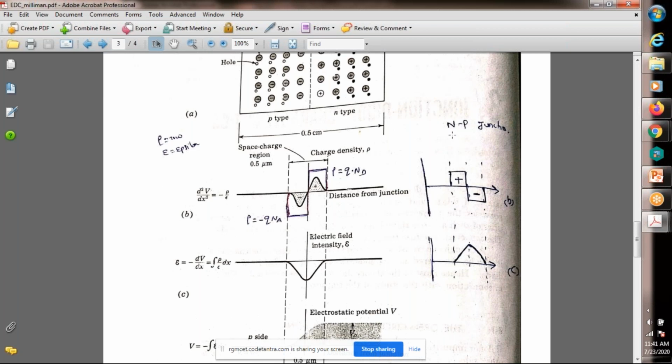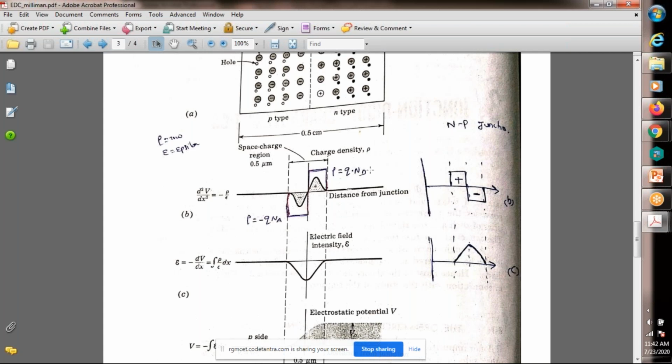Whereas in Rajavi sir's textbook we can take it here. Now this is an NP junction. What is the charge density? Here the N side is plus and the P side is minus. Now the electric field intensity is above the 0 axis, in a triangular shape. That means at x equal to 0, at the junction, the electric field is maximum. Here it is the negative maximum, here it is a positive maximum.